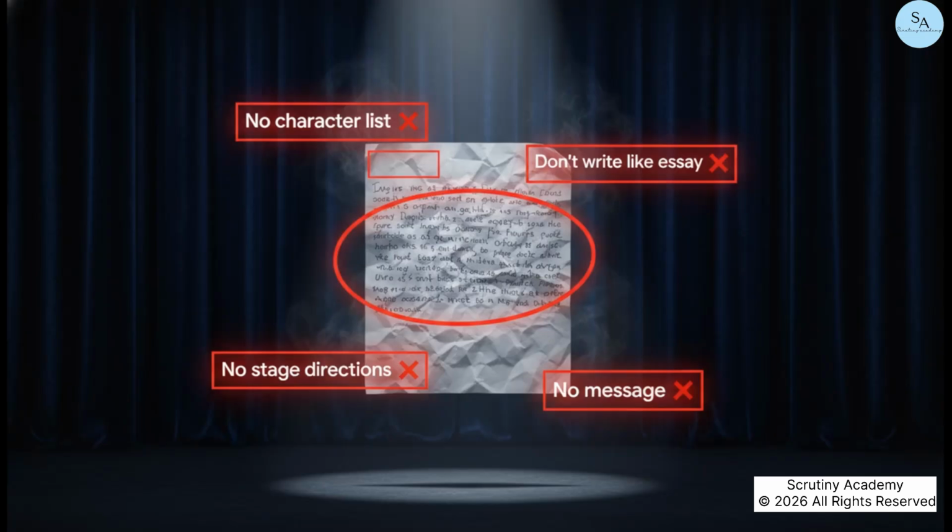So let's quickly recap the traps that lead you to that wrong answer. Number 1, forgetting the character list. Number 2, writing everything in one big paragraph. Number 3, no stage directions in brackets. And number 4, skipping the final message. These are the 4 biggest mark killers. You've got to avoid them at all costs.